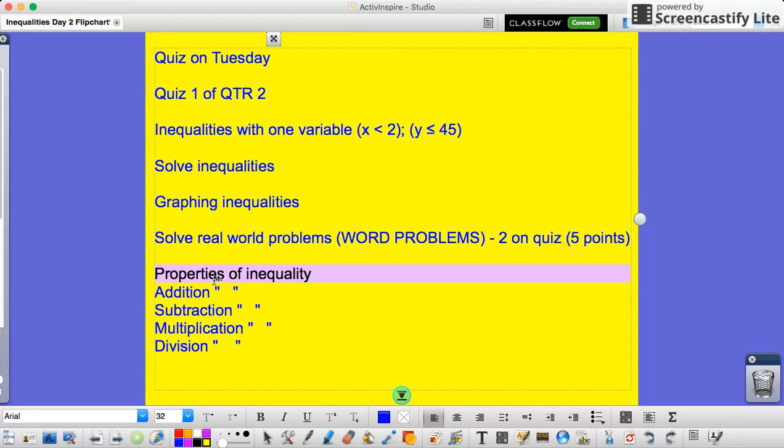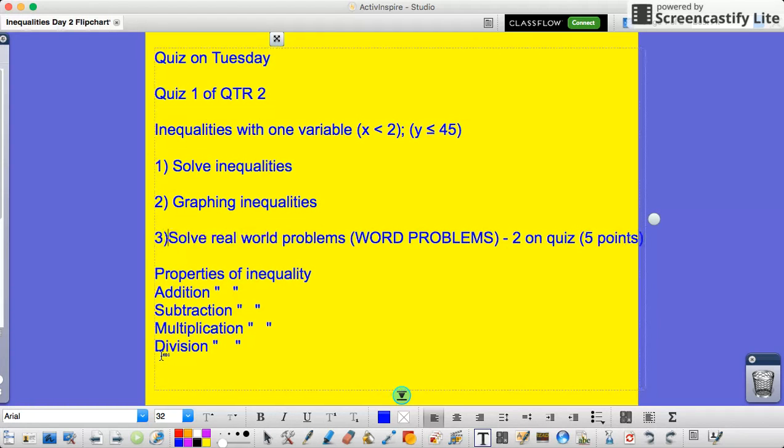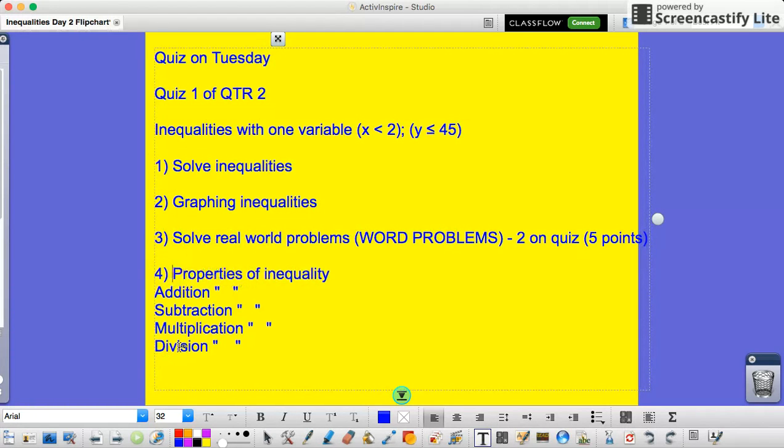So our main topics are going to be right here. Solving, that's number 1. You also need to know how to graph inequalities, and they're not that hard because it's a number line, but don't mess that up, guys. And then number 4, properties of inequality. So there's only 4 concepts to understand. And for real world problems you have to use 1 and 2. You don't have to use number 4 unless it asks you a question about number 4, like which step is being used.